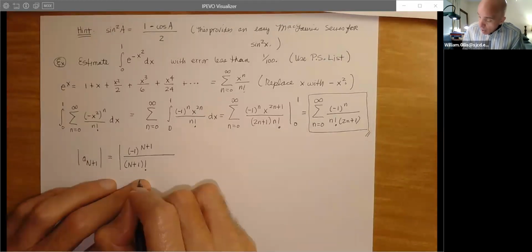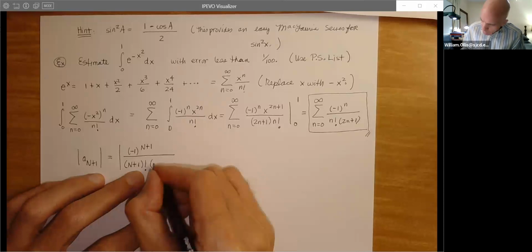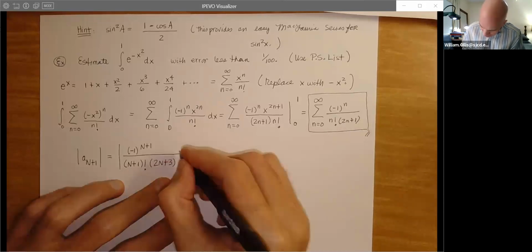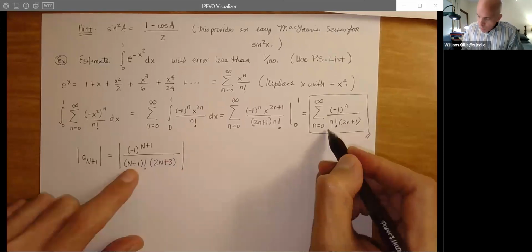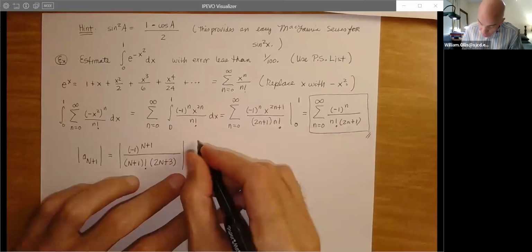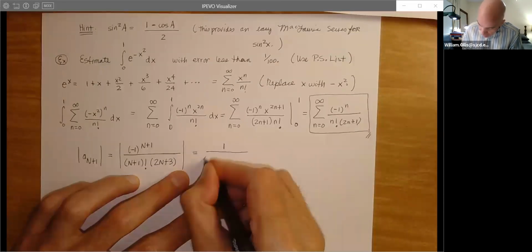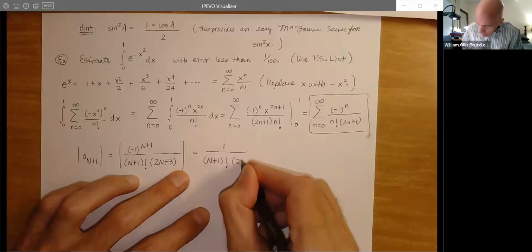And so here, we've got 2n plus 1. So n plus 1, n plus 1, so 2n plus 2 plus 1. So that's 2n plus 3. So again, replace n with n plus 1. That gives us n plus 1 factorial and 2n plus 2 plus 1, which is 2n plus 3. And so this equals 1 over n plus 1 factorial times 2n plus 3.